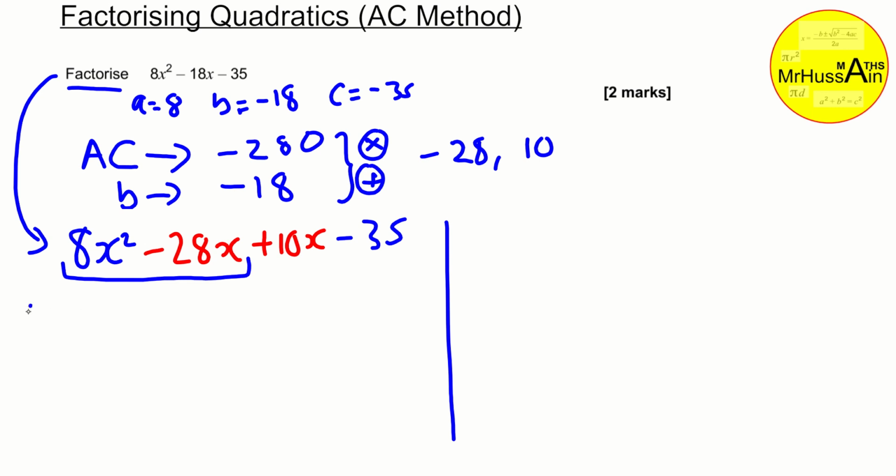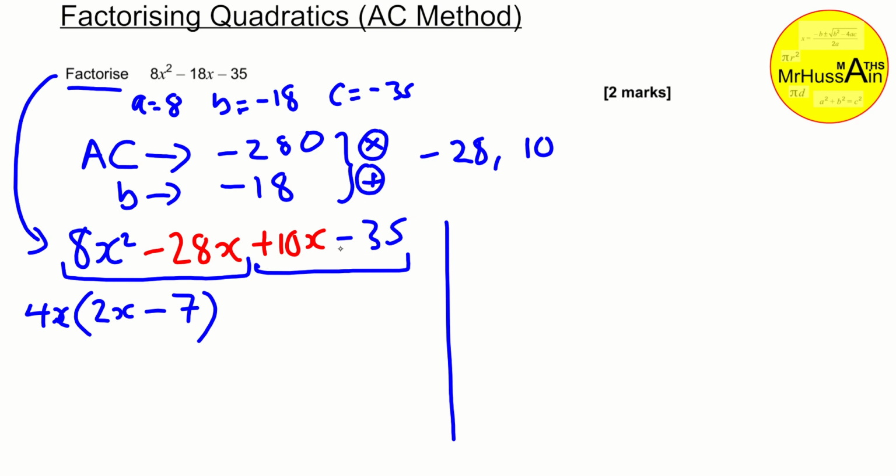What number goes into both? 4x. What goes inside? 2x. Let's test it. 4 times 2 is 8. x times x is x squared. 4x times what is 28x? 7. That's done. Now let's factorise those two.